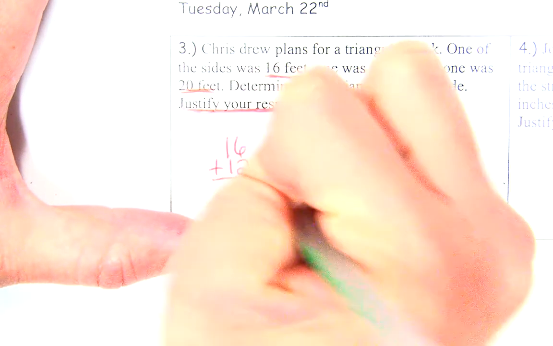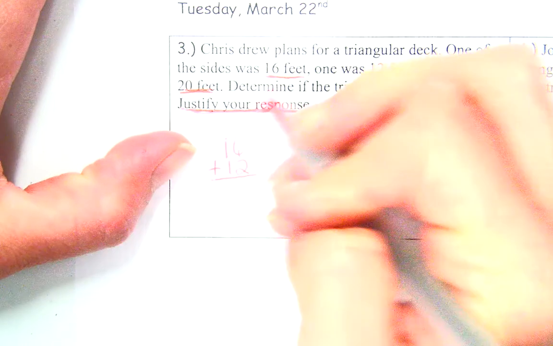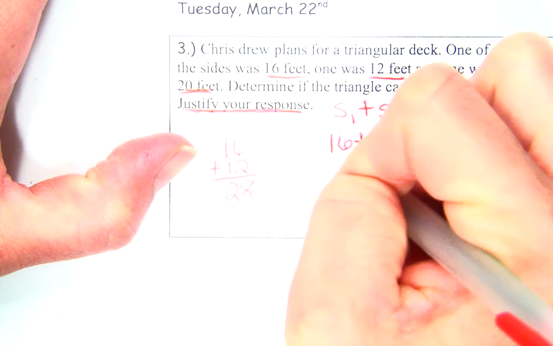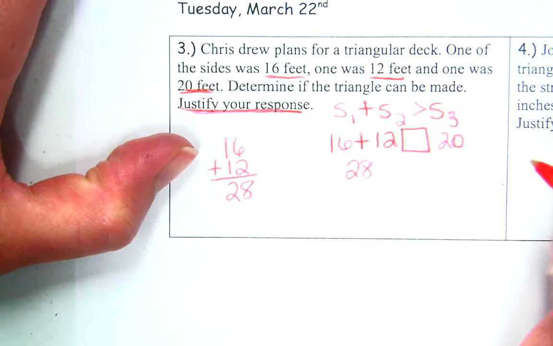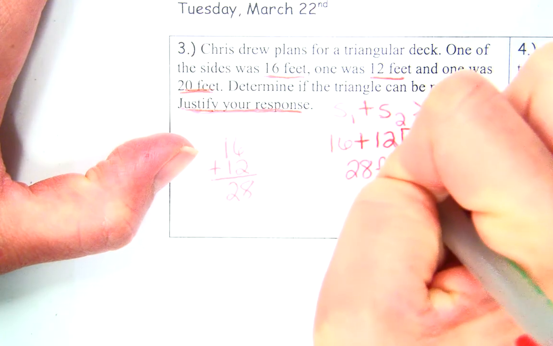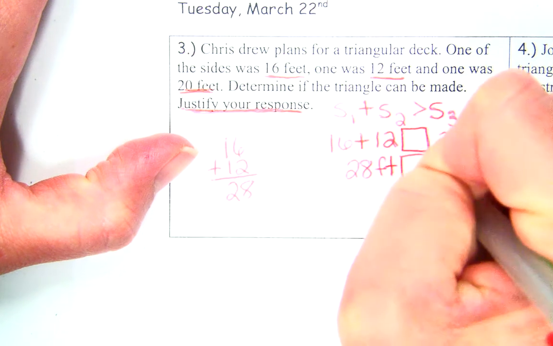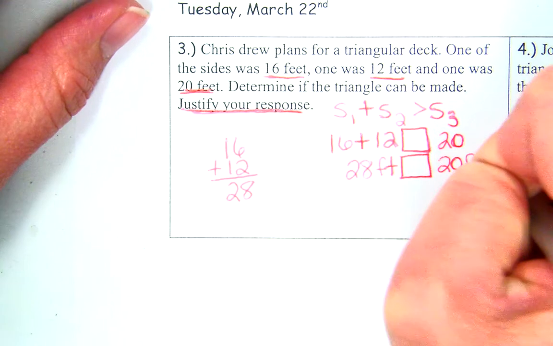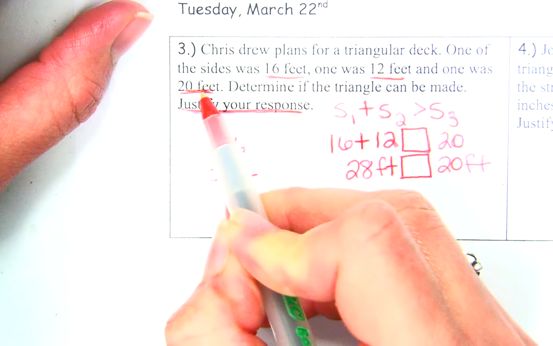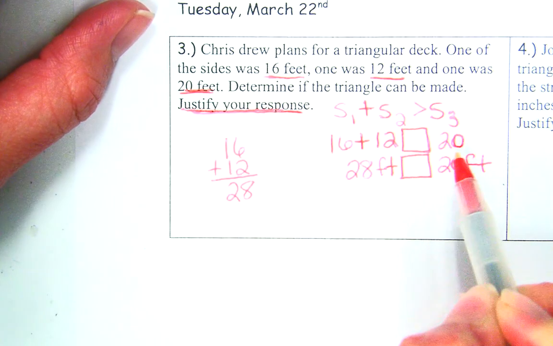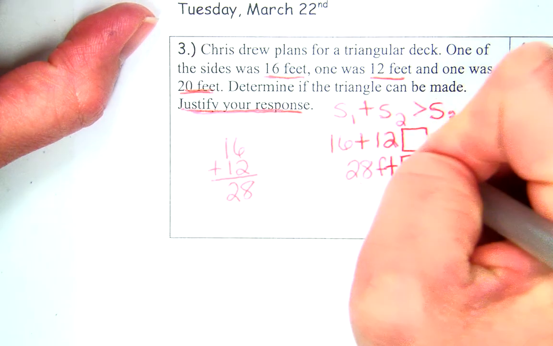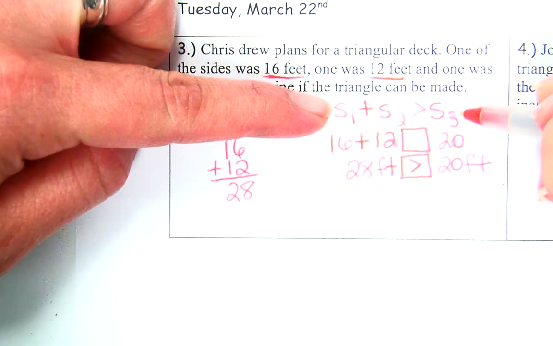So 16 plus 12, I add that up, and 6 plus 2 is 8, 1 plus 1 is 2, so this means 28 feet. So we can label that if we need to have our units. Compared to my longest length, which was 20 feet. So we had 16, 12, and 20. If I add my two smaller side lengths, the sum of those first two numbers is 28. And this is greater than the third length.